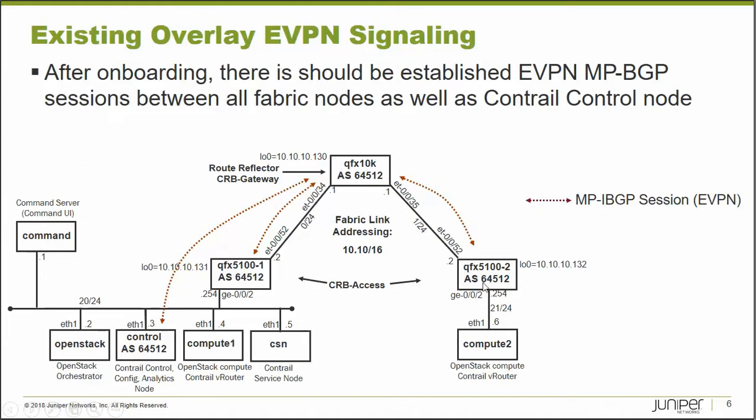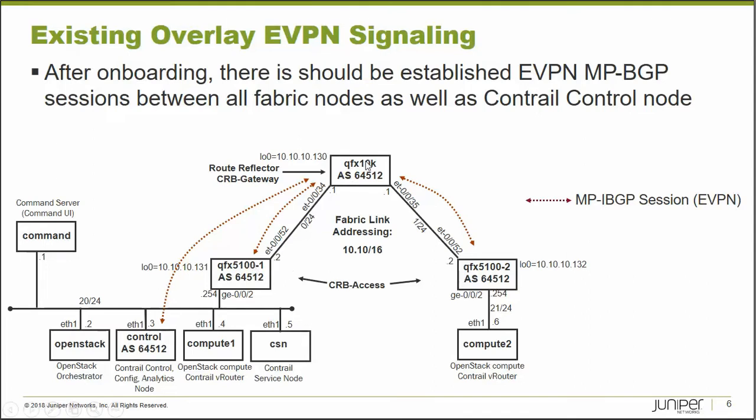I have an onboarded IP fabric. I had eBGP turned on for the underlay so that routing can happen between these subnets. Then I used the Command UI to onboard this IP fabric, which established an EVPN overlay, which is what you're seeing here with these red dotted lines. The control node, the 5101, 5102, and the 10K have all been enabled for iBGP EVPN sessions here. So that's what we're seeing here.